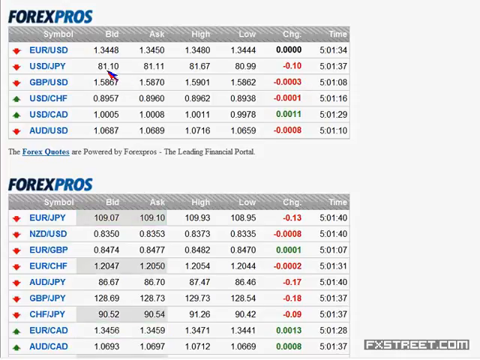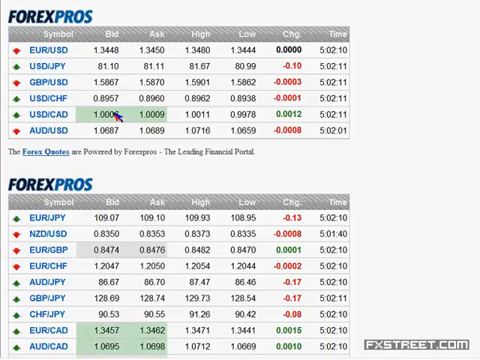GBP is showing 3 pips negative net change, and USDJPY is also showing negative net change of 10 pips. Currently trading around 81.10, 81.11, 81.67 as the high, and 80.99 as the low. And you find the contrarian moves are happening when USDJPY is making a small dip, GBP is also making a small dip, and CHF is also making a small dip from Friday close. And CHF is currently trading around 89.57, 89.60, 89.62 is the high, 89.38 is the low. You come across a narrow range swing happening during the Japanese session.